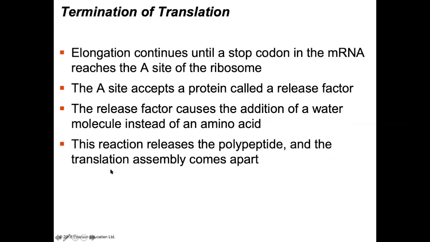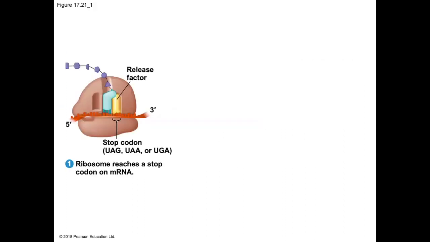For the termination of the translation, a stop codon is reached in the mRNA in the A site of the ribosome. So the A site accepts a protein called a release factor, and this release factor causes the addition of a water molecule instead of an amino acid. So this reaction releases the polypeptide, and the translation assembly comes apart. In this case, you have here the stop codon. You can see in the genetic code, we have three stop codons, the UAG, UAA, and UGA, which is a stop codon for the mRNA.